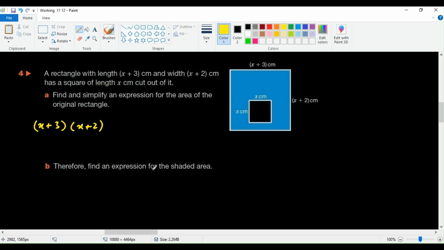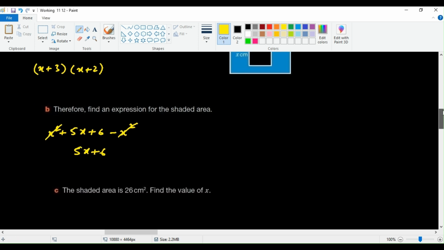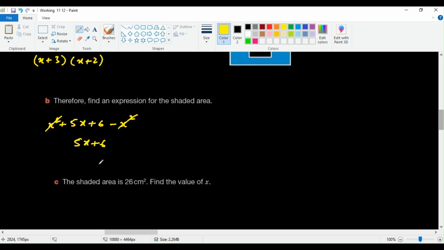Therefore, find an expression for the shaded area. The shaded area is x², as you can see. So I will write x² plus 5x plus 6, which is a simplification for these two, and subtraction of x². So these two are going to be cancelled, and 5x plus 6 is going to be the answer for part B.